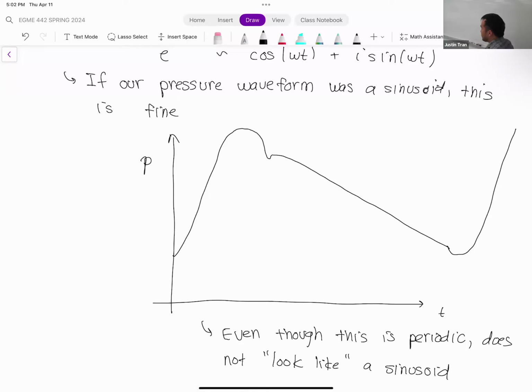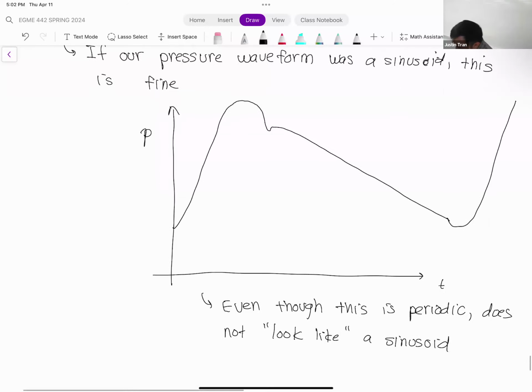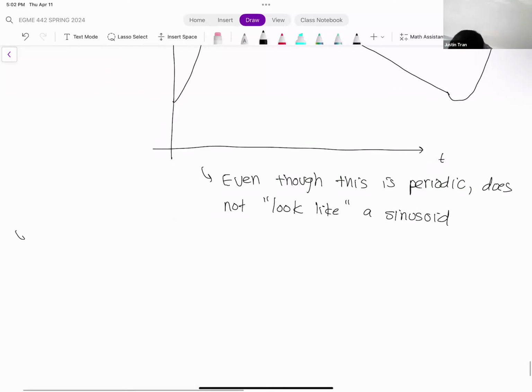So what does this mean for us? Does this mean we need to form a whole new solution with a general periodic function? Luckily, no. We can make use of Fourier, because if you recall from 308, one of the things that Fourier series taught us was that any periodic function can be reconstructed using an infinite sum of sinusoids.